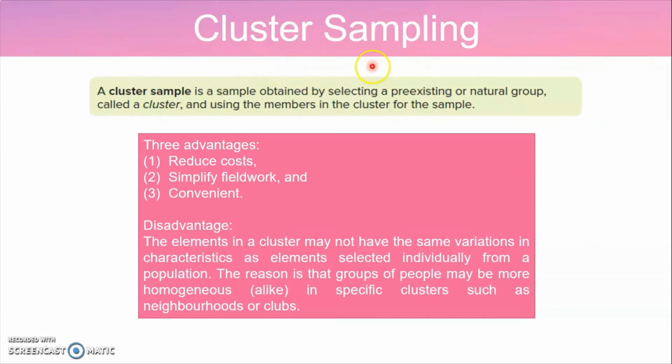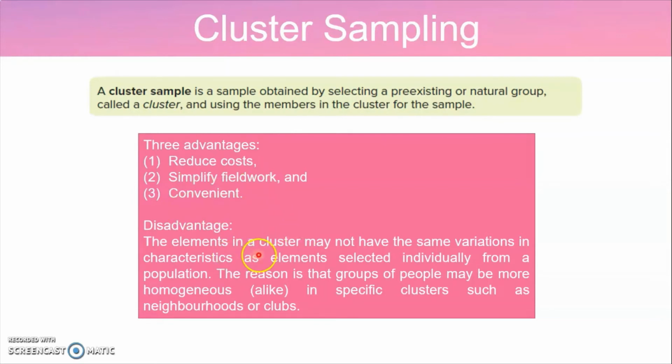Lastly, cluster sampling. By using this cluster sampling, we need to select a pre-existing or natural group called a cluster and using the members in the cluster for the sample. So the 3 advantages of using this type of sampling are: first, reduce cost; second, simplify fieldwork; third, convenient.